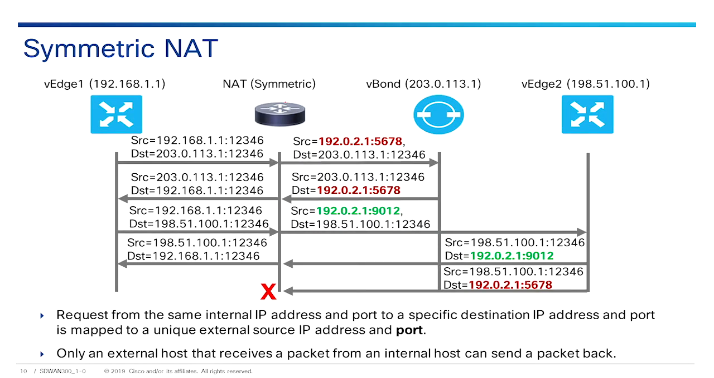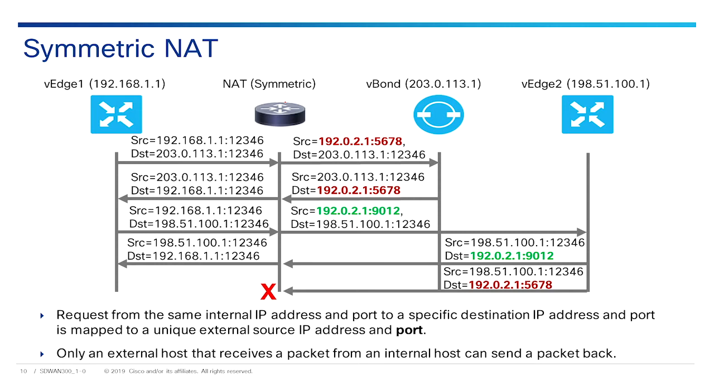We also have symmetric NAT. Each request from the same internal IP address and port to a specific destination IP address and port is mapped to a unique external source IP address and port. If the same internal host sends a packet with the same source address and port but to a different destination, the NAT device creates a different mapping. Only an external host that receives a packet from an internal host can send a packet back.